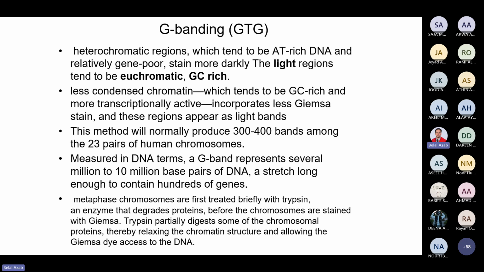The number of bands across the 23 pairs of human chromosomes is around 400 bands, and each band itself is several megabases. Okay, meaning several million bases.